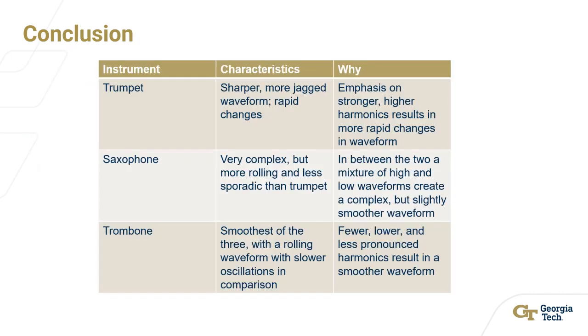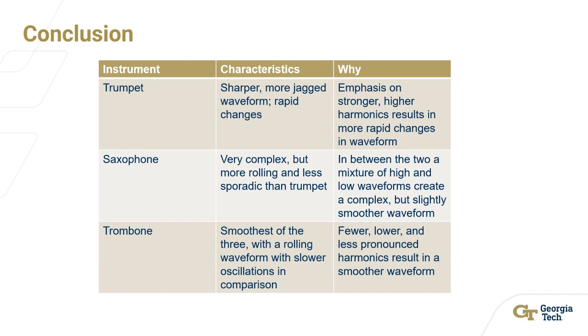So as proven before, while each instrument shares the exact same fundamental frequency, they have different harmonics that result in different waveforms. So the trumpet is characterized by a sharper, more jagged waveform with rapid changes, which is because of how a trumpet produces stronger and higher harmonics, which creates more rapid and aggressive changes. On the other end of the spectrum, you have the trombone, which has the smoothest waveforms of the three with a more rolling pattern and slower oscillations in comparison. This is because a trombone has fewer, lower, and less pronounced harmonics, which result in a smoother waveform.